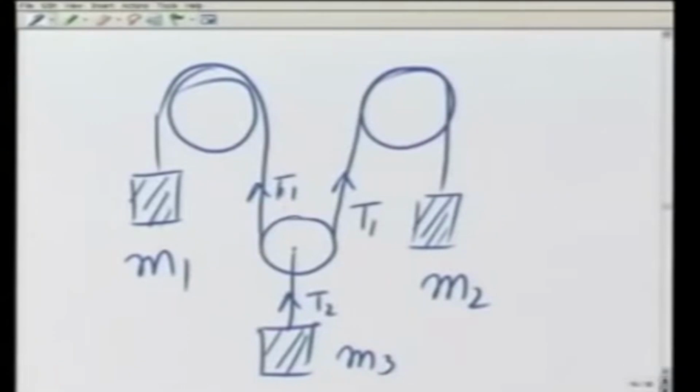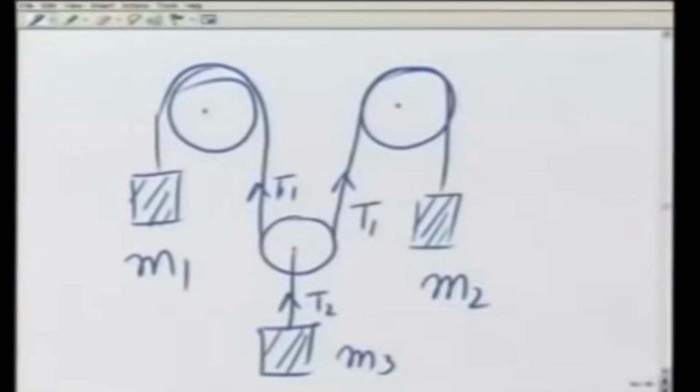Again, I am assuming T1 and T2 to be the same, because I will be considering for simplicity massless and frictionless pulleys, and assume that all the ropes are massless. The next step in the game is make free body diagram for all moving parts. You can see that these two pulleys are fixed, and therefore they are not going to move. This mass is going to move, this pulley is going to move, this mass is going to move, this mass is going to move, and therefore I'll have 4 equations of motion.